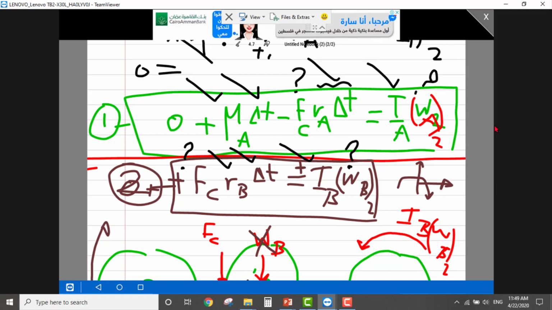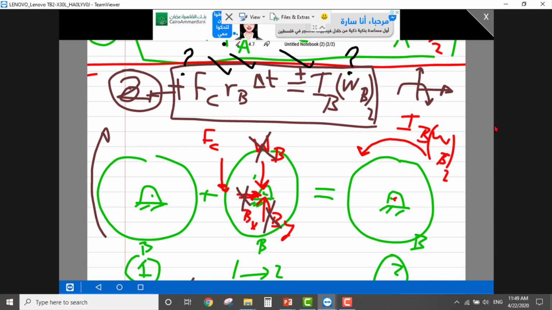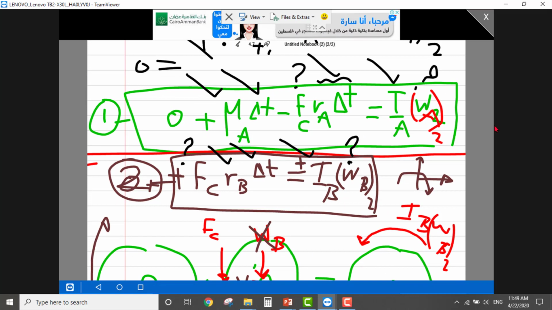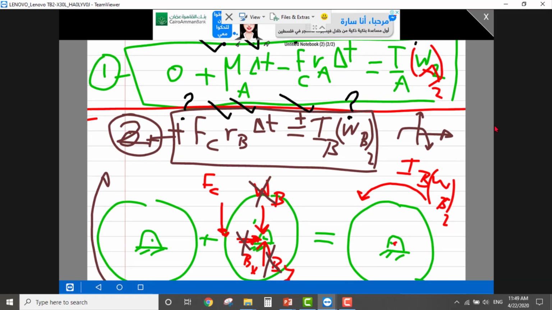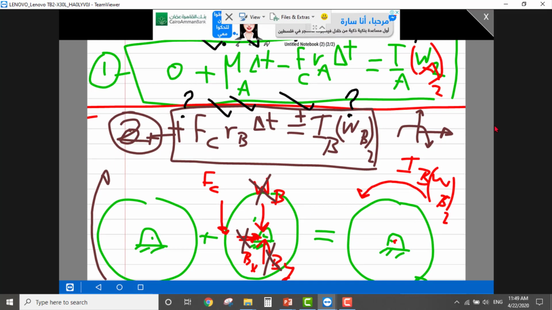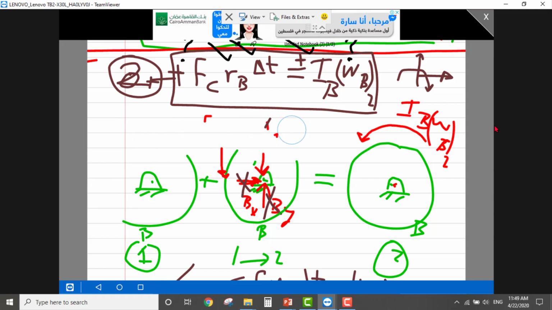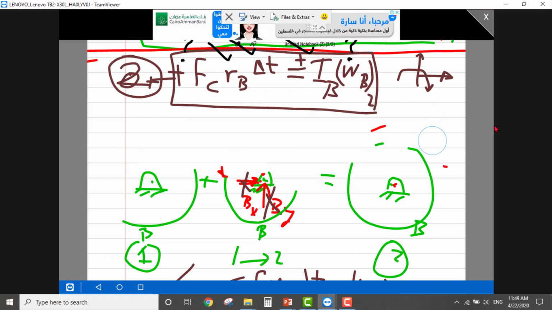What do you think? From where can we bring it? Actually, before needing the third equation, I'll try to substitute one equation into the other. Let me erase this one. First, and then we'll substitute it into the first equation.